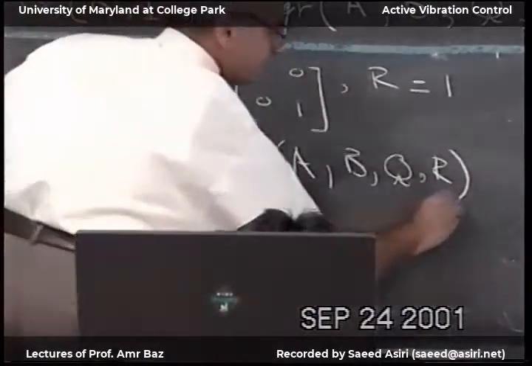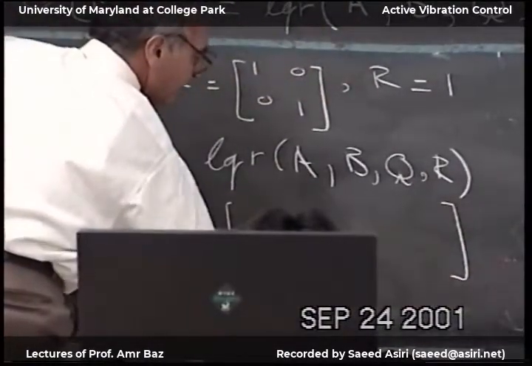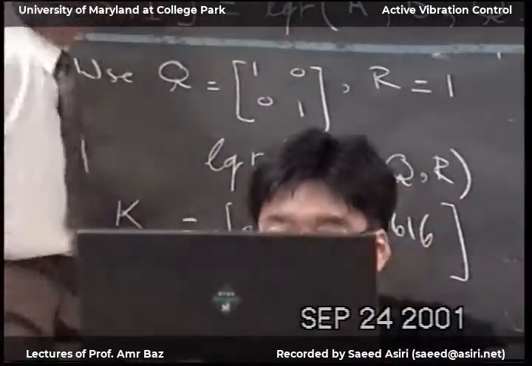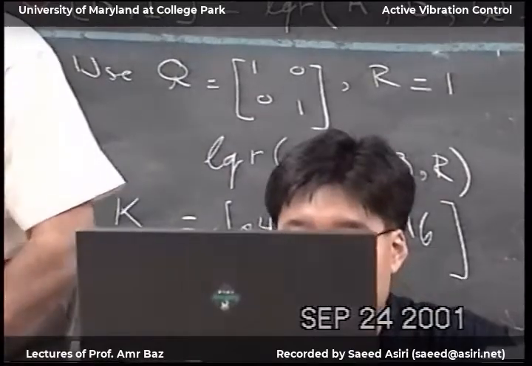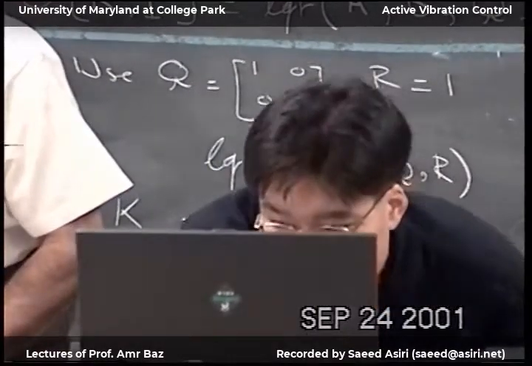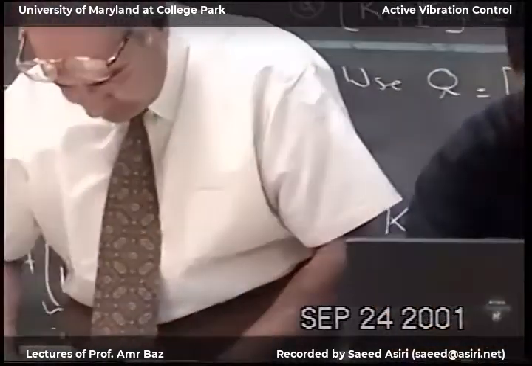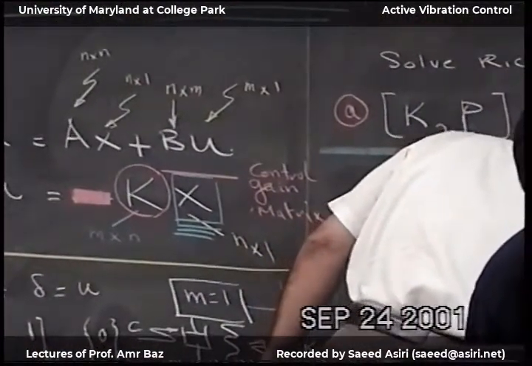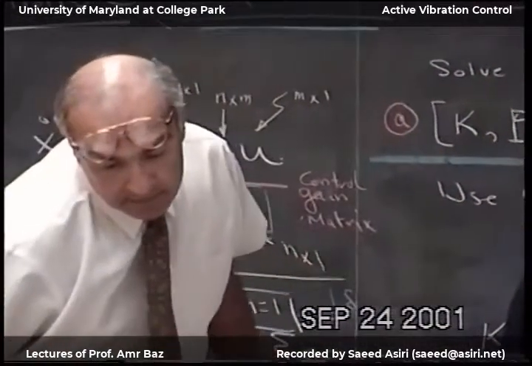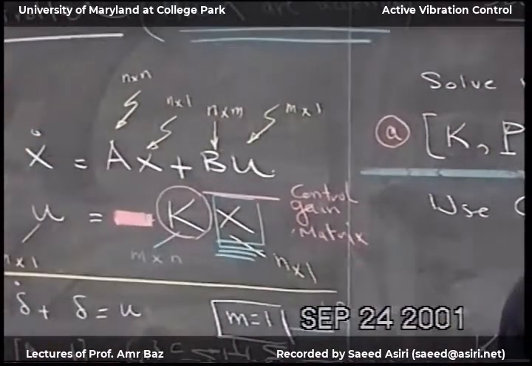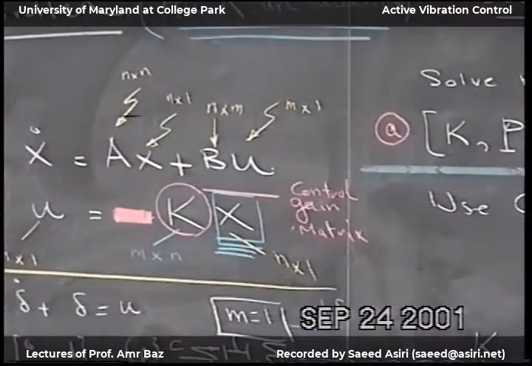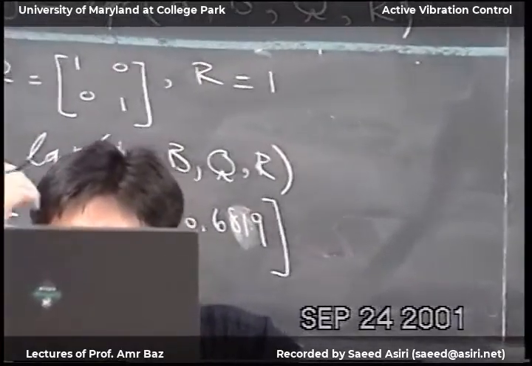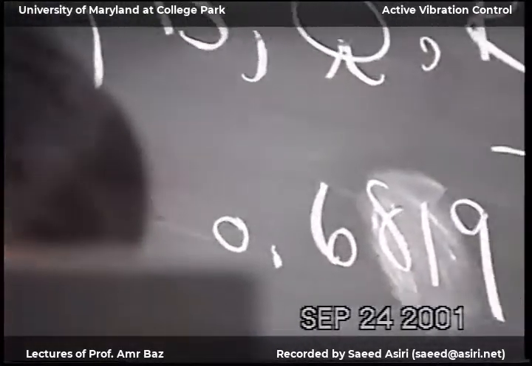If you do this, then it will be 0.4143 and 0.6168, I think, and 0.6819. Okay. Now your controller will be like this.